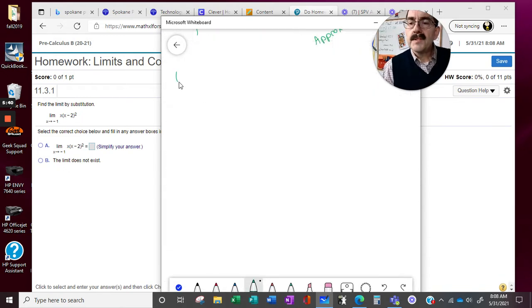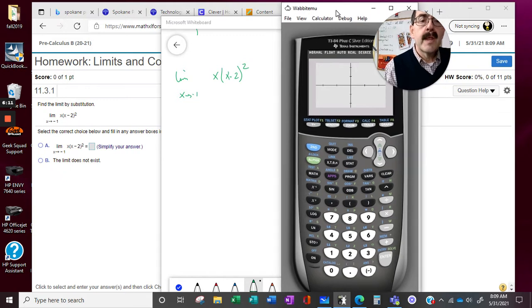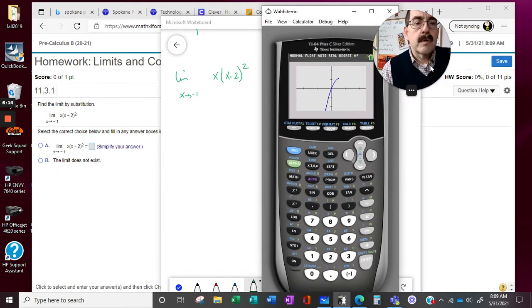All right, so the limit as x approaches negative 1 of (x minus 2) squared. Now, the one thing I think we should think about doing is actually looking at this. What does that shape look like? So, variable x, parentheses, variable x minus 2, close, caret key, squared, graph.